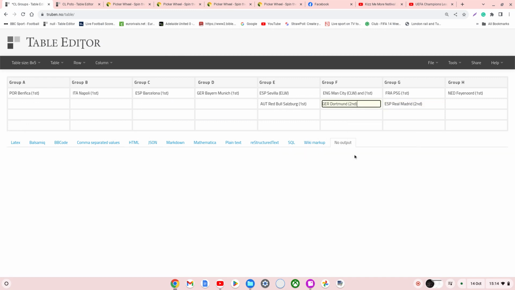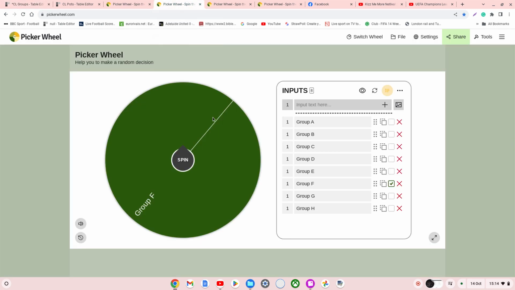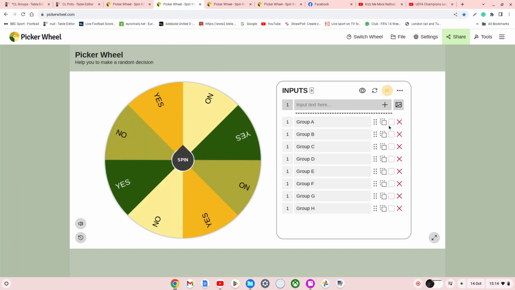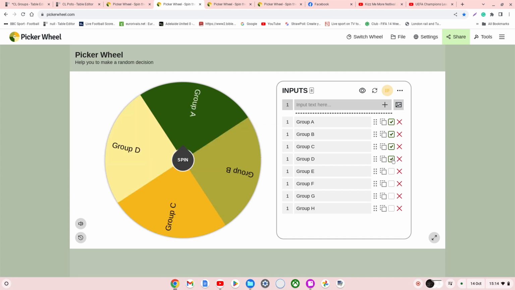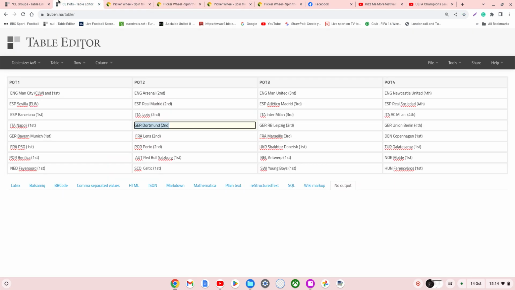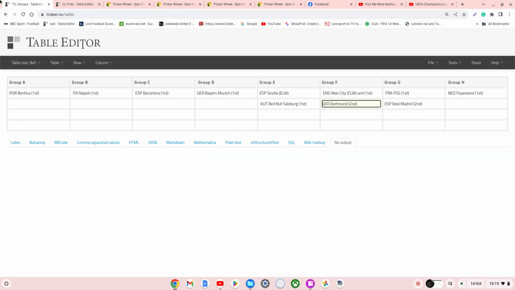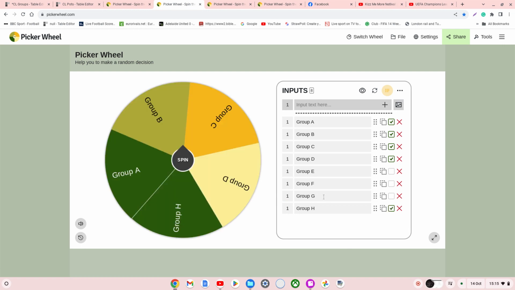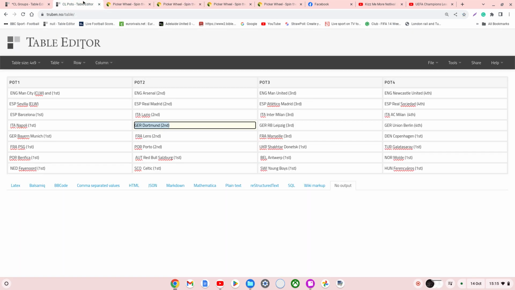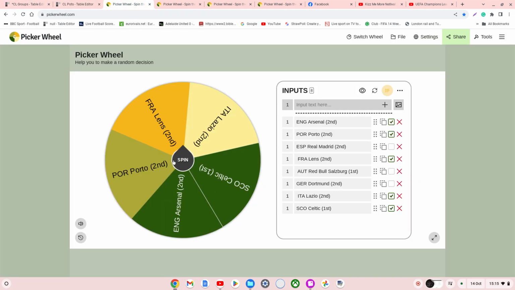So Dortmund will be in Group F, and they will be facing Manchester City. Group F is the only available group for Dortmund. So yeah, straight to Group F, and they will be playing against Manchester City. Right, let's move on to the next team.